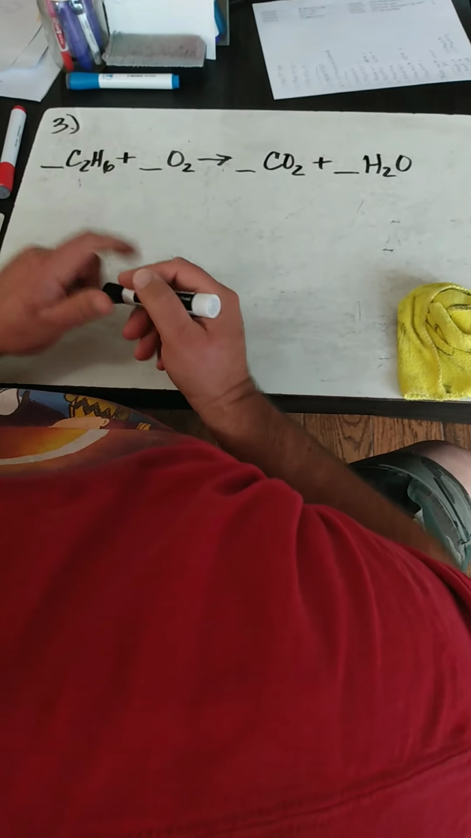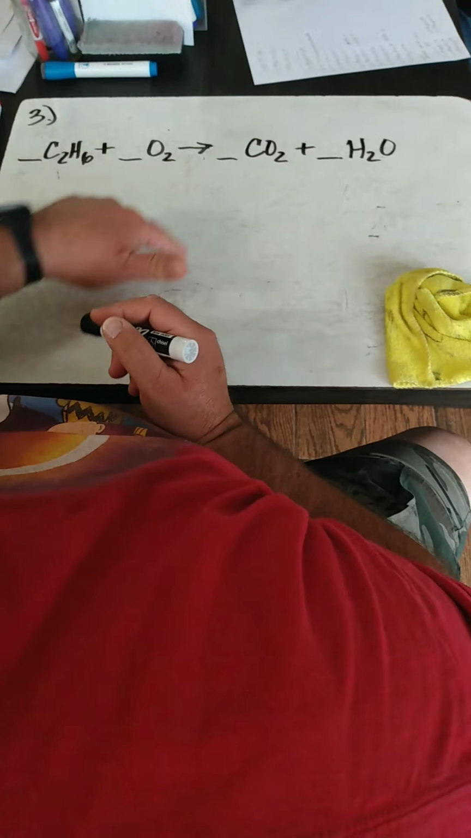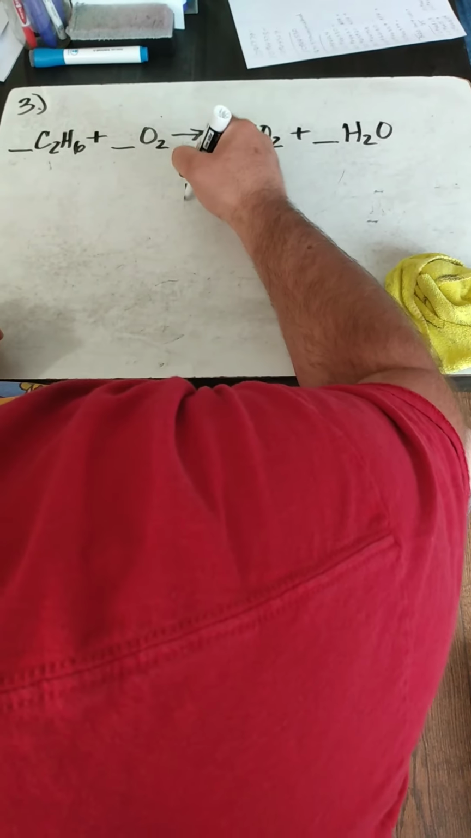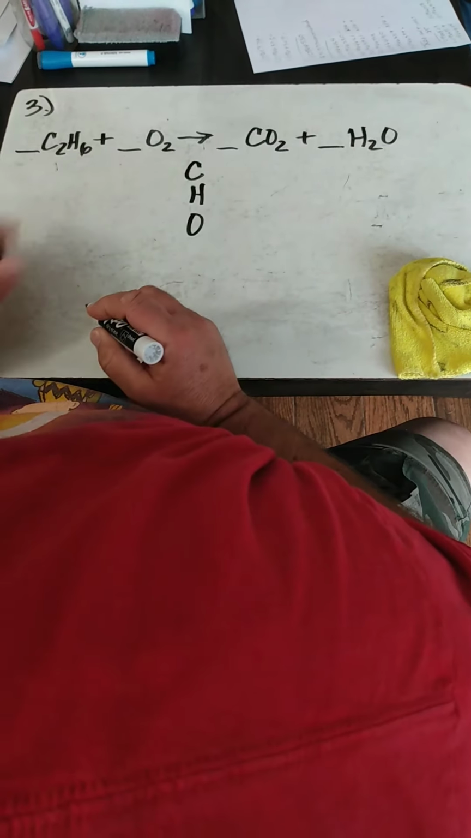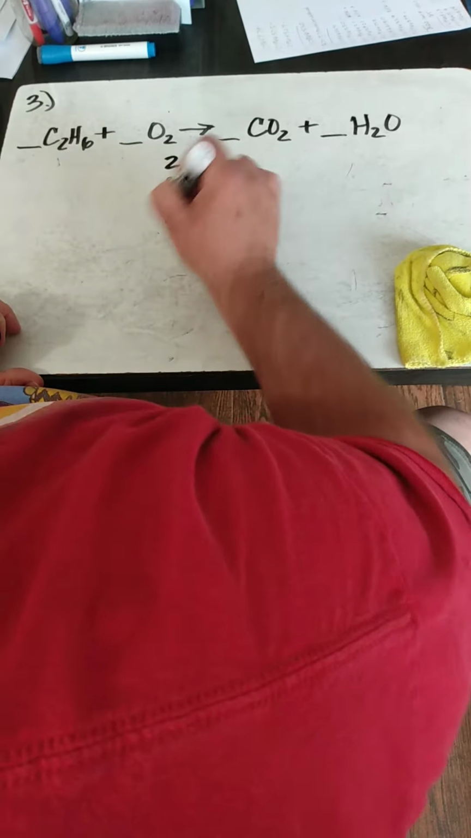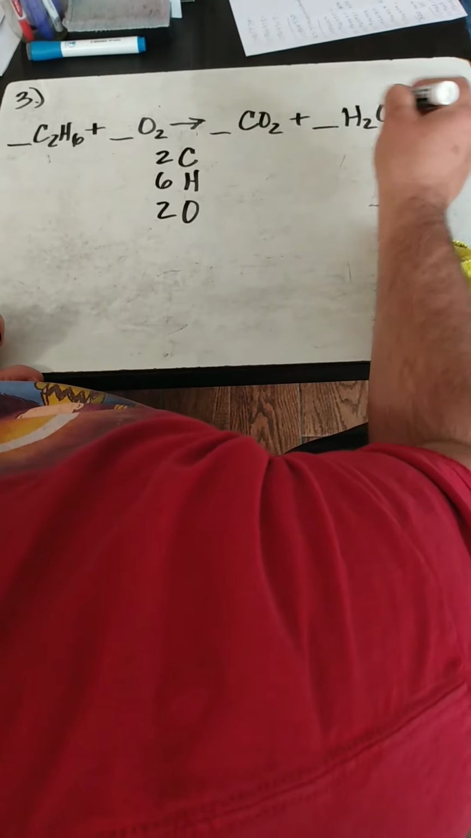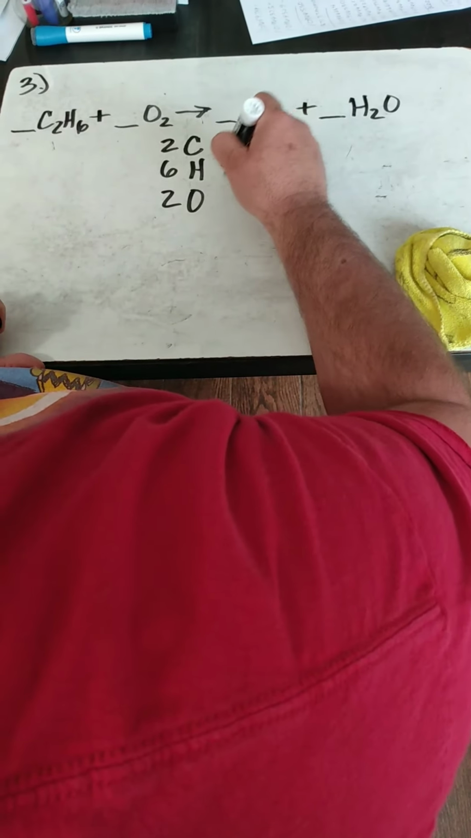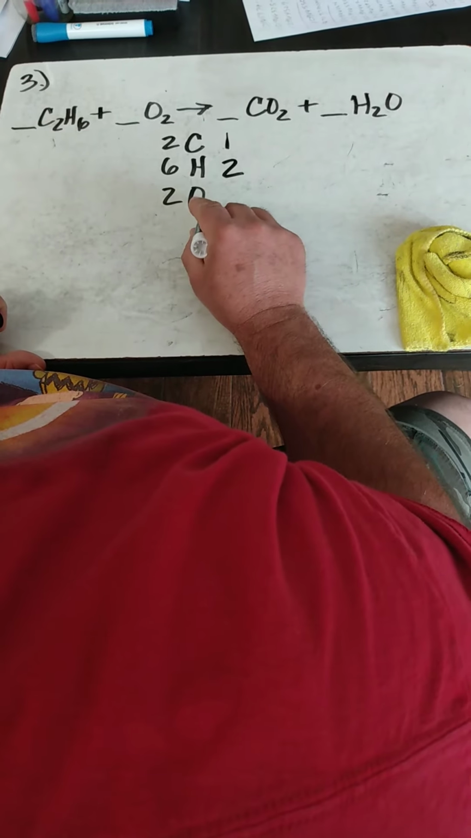So let's now do an atomic inventory. Carbon, hydrogen, oxygen. Okay, on the reactant side, we have 2 carbons, 6 hydrogen, and 2 oxygens. On the product side, we have 1 carbon, we have 2 hydrogens, and how many oxygens do we have?